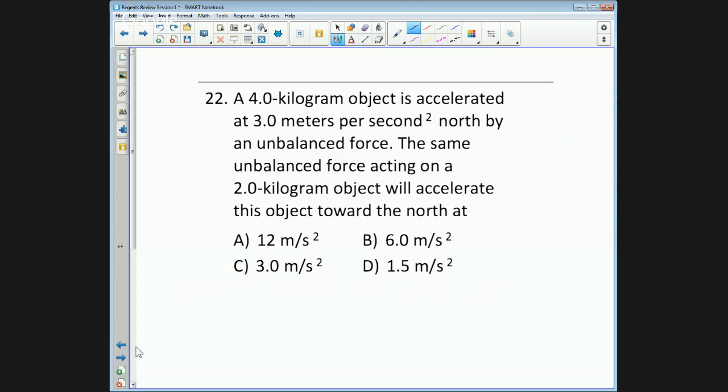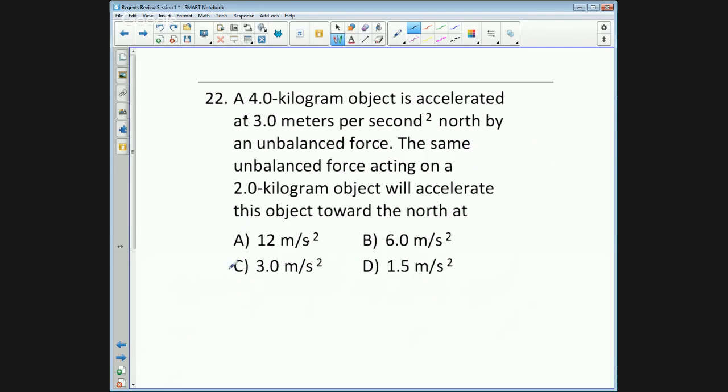Moving on, number 22, it says a 4-kilogram object is accelerated at 3 meters per second squared north by an unbalanced force. The same unbalanced force acting on a 2-kilogram object will accelerate this object towards the north at what acceleration? Okay.